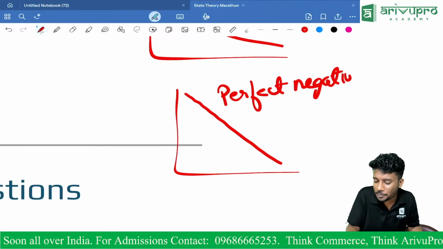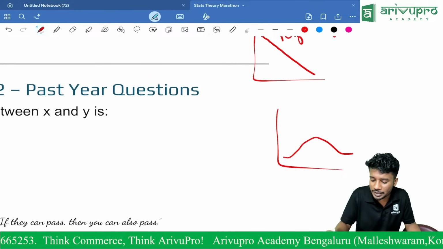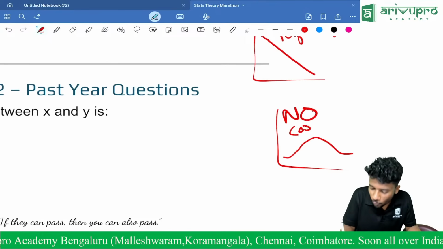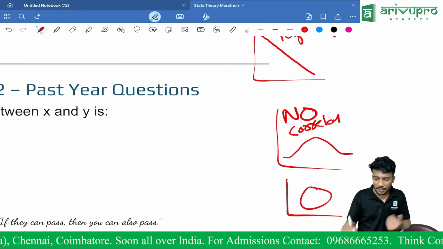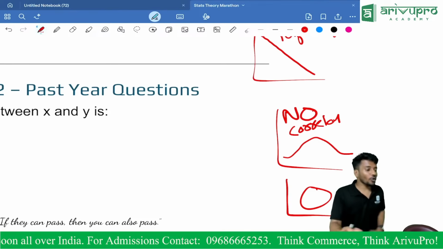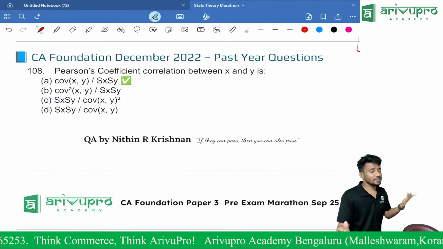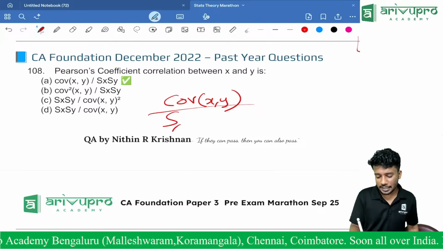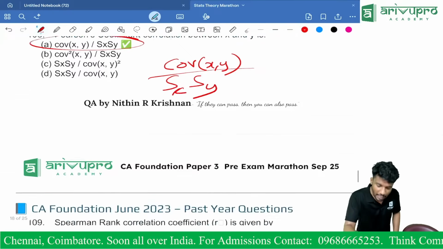Remember, very, very important. Then another question: if it is symmetrically distributed, then the correlation is what? Zero correlation or no correlation. If it is like a circle, it is symmetric, so think that there is no correlation. Remember that, people. Then Pearson's correlation coefficient is nothing but the covariance of x and y divided by the standard deviation of x into the standard deviation of y. Option A is your answer.